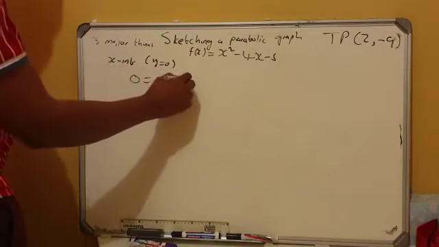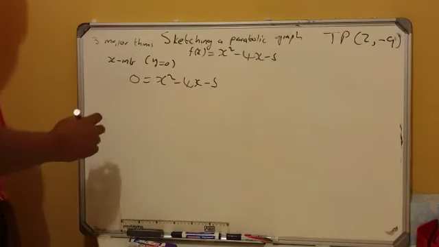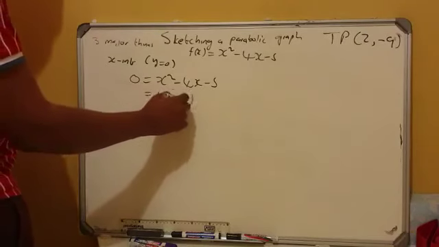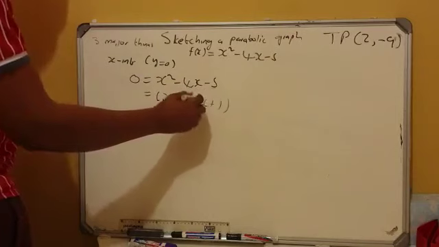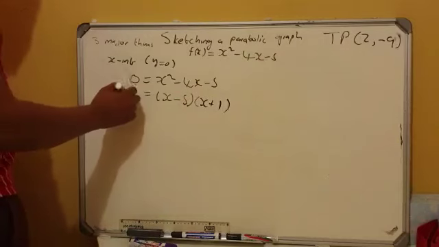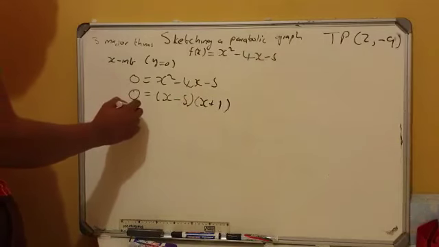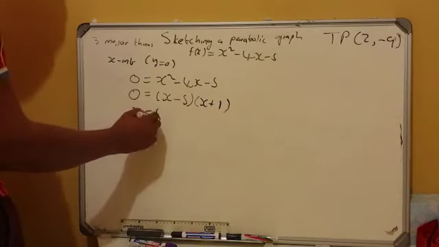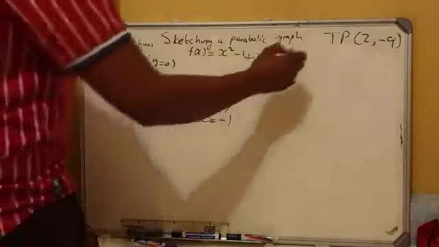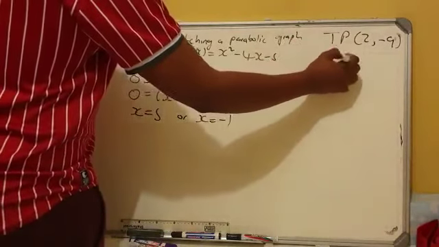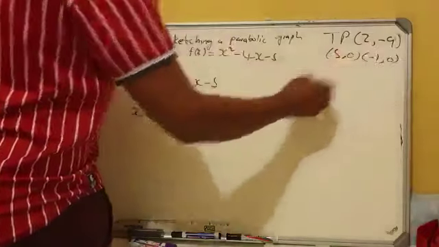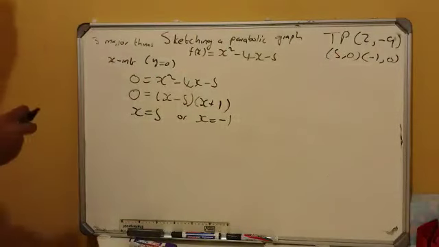0 equals x squared minus 4x minus 5. So I'm going to factorize this into x minus 5, x plus 1. Please go and watch my video where I teach factorizing trinomials. And this is going to be x equals 5 or x equals minus 1. So my x coordinates are 5 and 0, and minus 1 and 0.